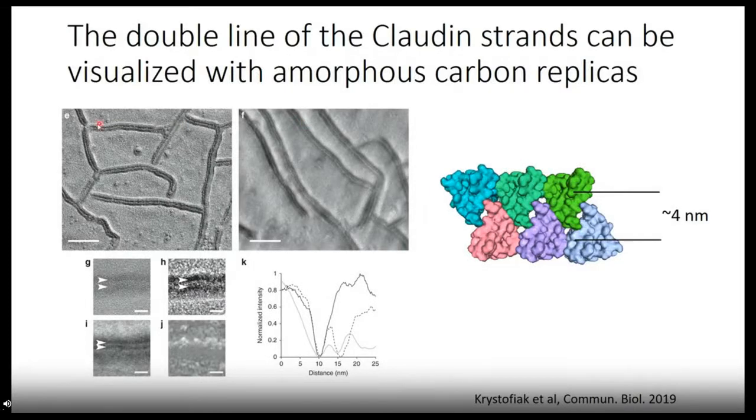So we used carbon replicas instead, using some phase contrast techniques. And we were actually able to show that there looks like two lines in a single strand, and the lines are about 4 nanometers apart. That gave us a good amount of confidence that these claudin strands, which are also about 4 nanometers apart, are probably actually double-stranded versus single-stranded. We can actually resolve that there's probably a difference between what a single strand would look like versus two, and they all appear to be two.